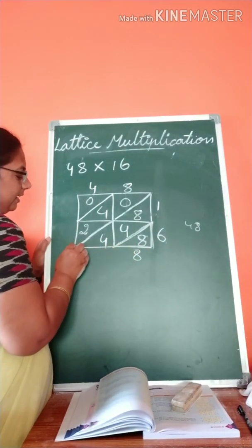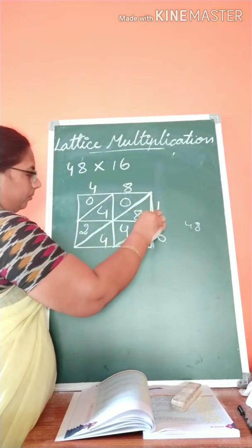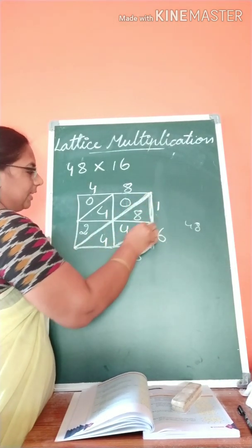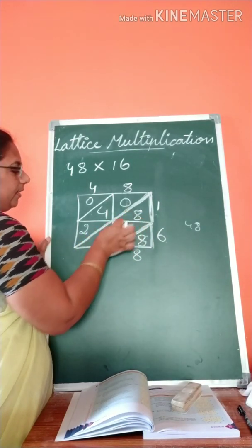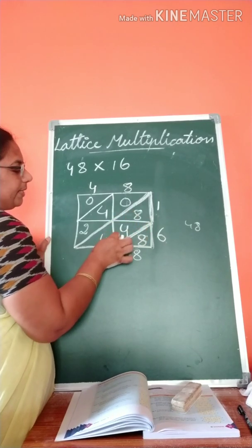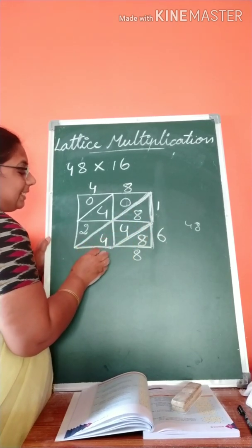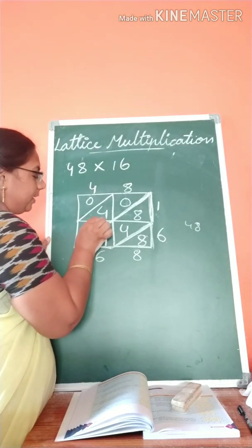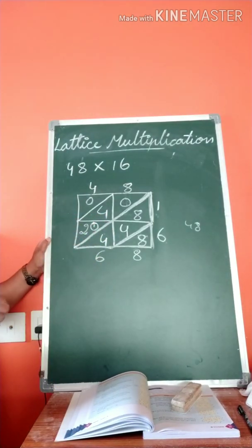Okay. Next, the next shape is this one. And we have to add all the digits in this shape. And what are the digits in this shape? It is 8 plus 4 plus 4. Add them. 8 plus 4 is 12. 12 plus 4 is 16. 6 should be written down and 1 should be carried to the next place.